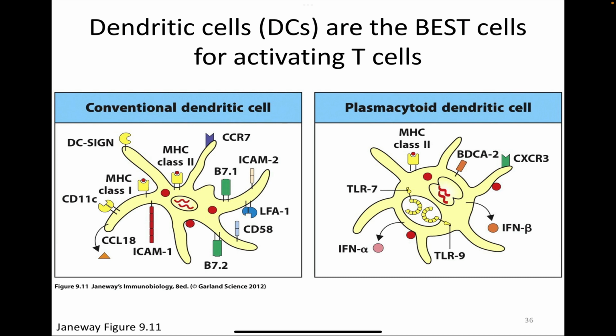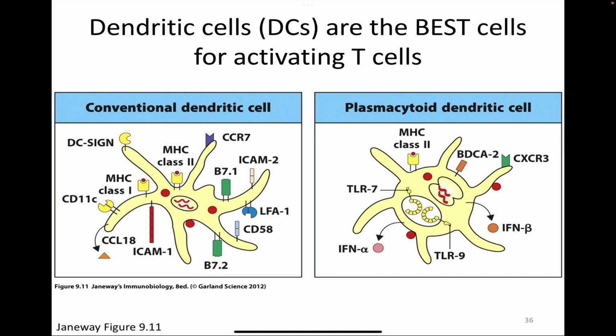Part of the reason is because they have all these proteins on their cell surface that can help with the activation. So dendritic cells are like the all-stars of turning on T cells. Part of the reason I haven't said a ton about them before this point is because their biggest job is turning on T cells, and so we can't really talk about them until we're talking about T cells.